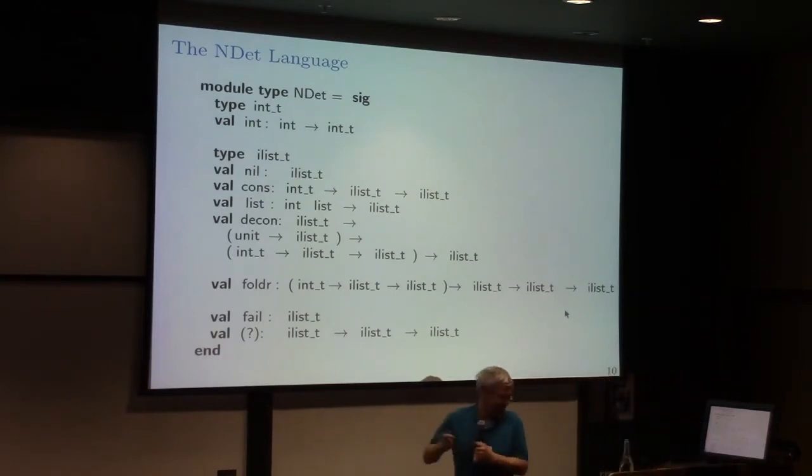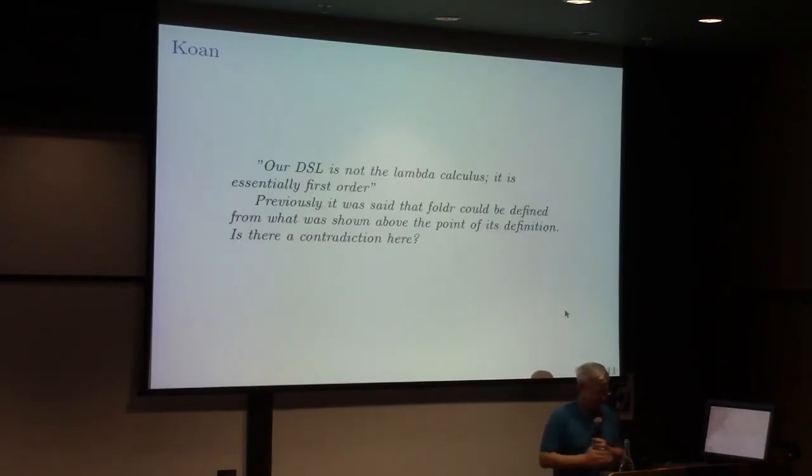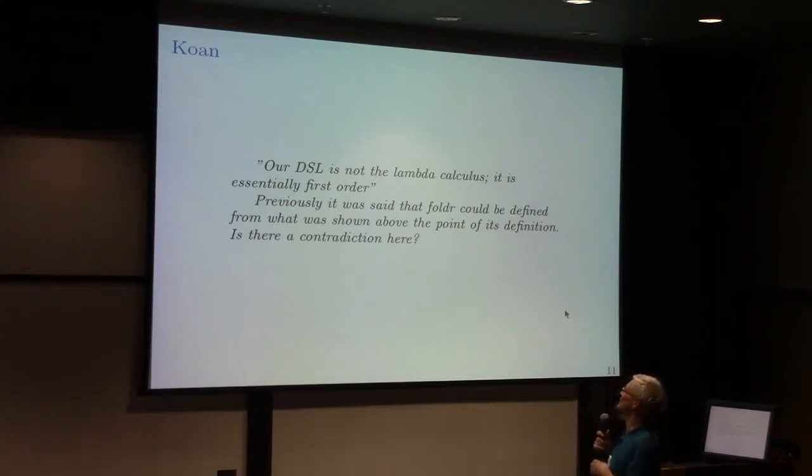And I said that foldR can be expressed in terms of decon, and so we need some kind of recursion. And that's what one comment from the reviewer says. The paper says our DSL is not the lambda calculus, is essentially first order. But previously it was said that foldR could be defined from what was shown on the slide. So is there a contradiction in that? I think it's an excellent question from the reviewer, and I want to thank him or her. Well, it's a very good point to contemplate.